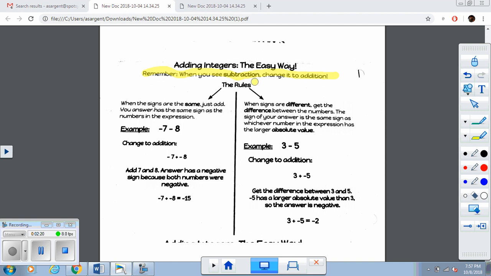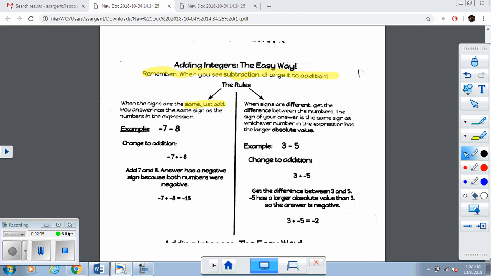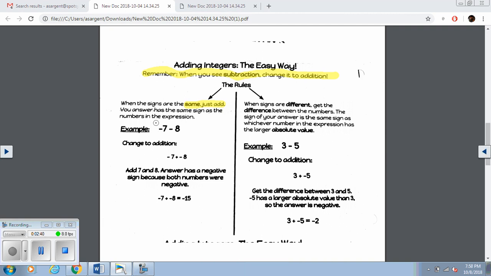So here are your two separate rules. First, the easier rule is when your signs are the same, you just add. Your answer is the same sign as the numbers in the expression. So, for example, this says -7 minus 8. Something you need to realize is that this negative goes with the 7, and the minus sign also means -8. The operation symbol in between the two numbers goes with the second number.